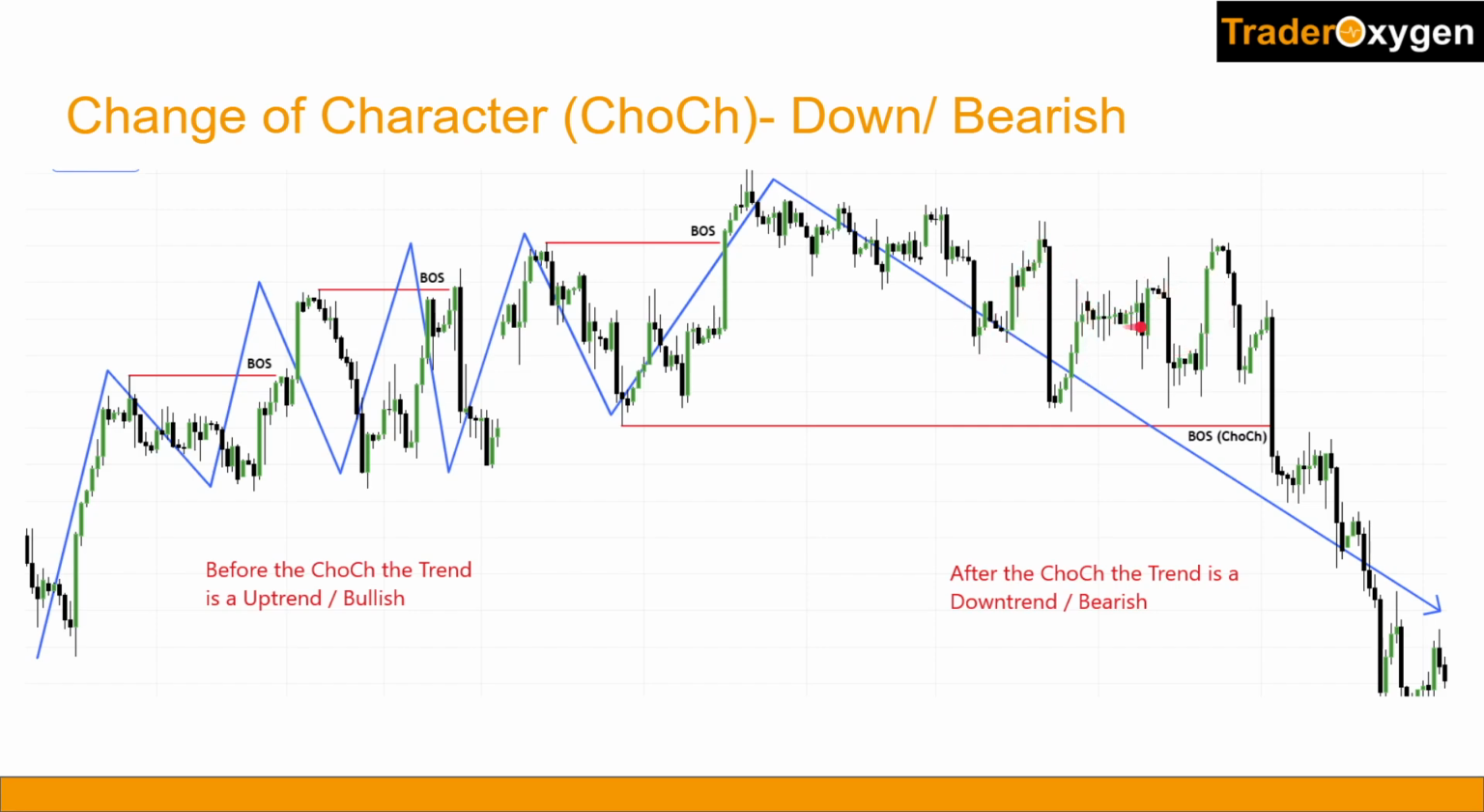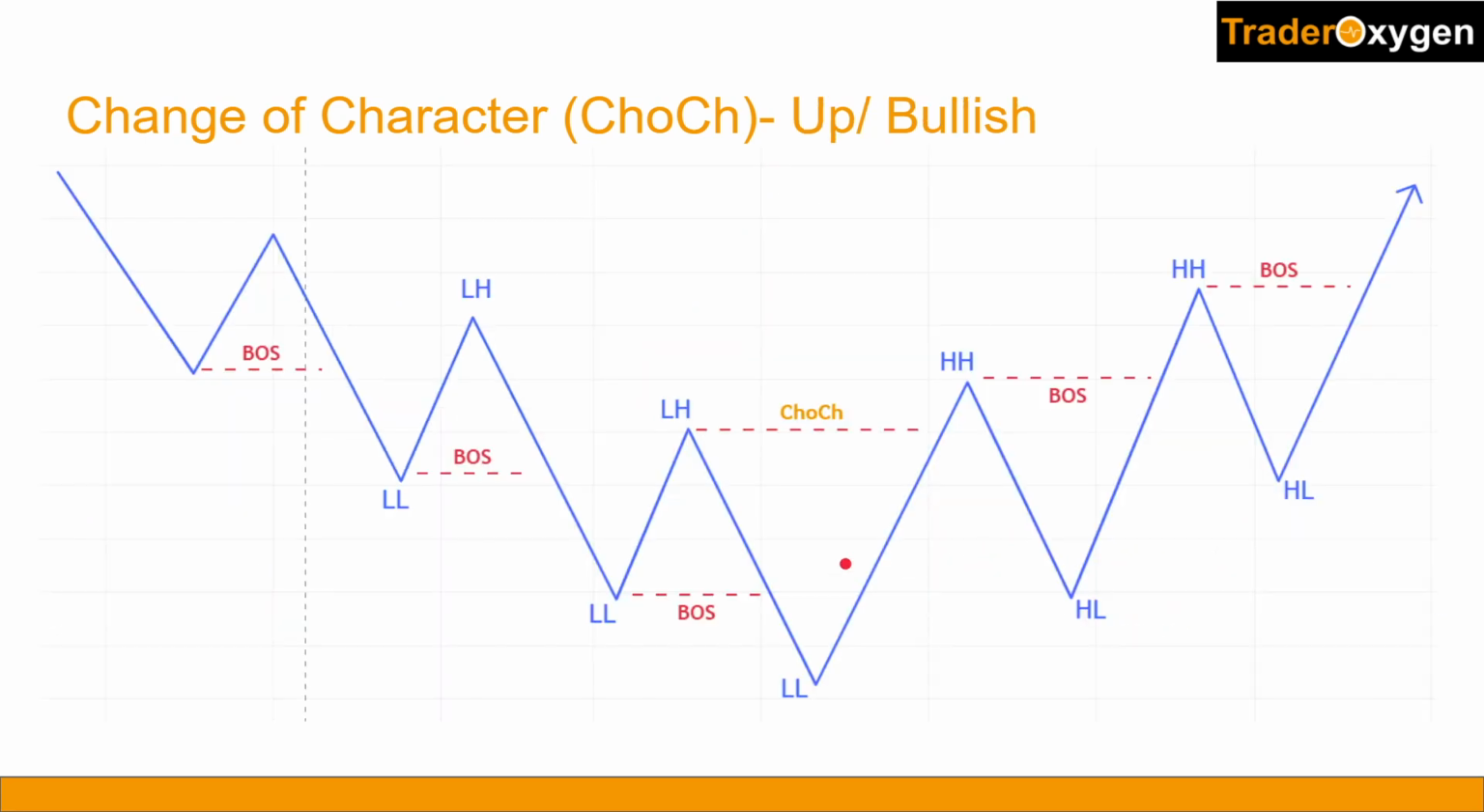That is because smart money builds up orders before taking the price down. So usually you will see a range build up so that the smart money can take the price in the intended direction. And over here you see the change of character. Before the change of character, the price was in an uptrend. After the change of character, the price is in a downtrend.